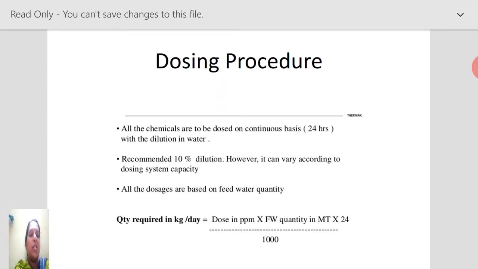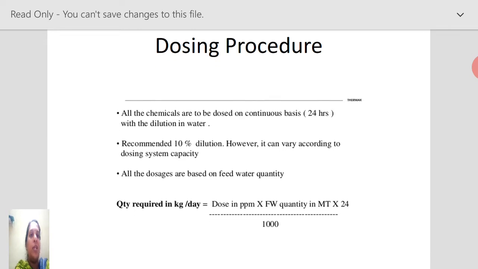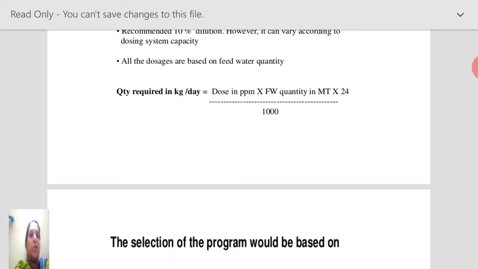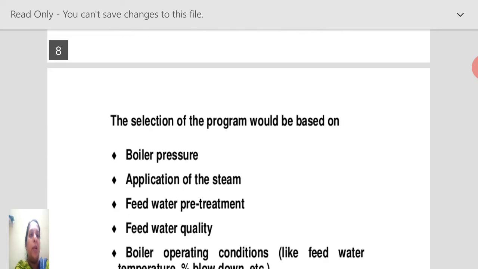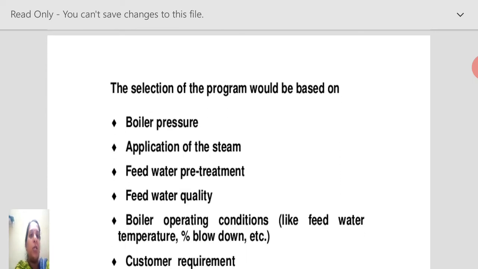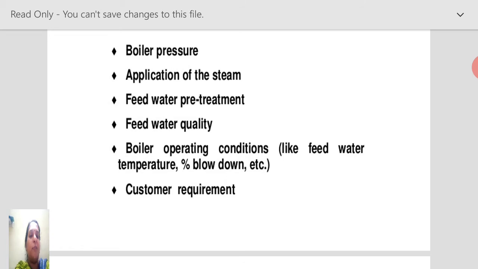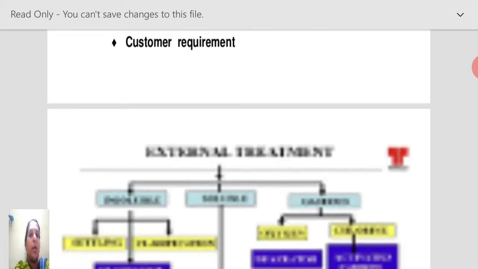Normally, the chemicals selected for your internal treatment can be dosed either on a continuous basis or an intermittent basis. If it is done on a continuous basis with dilution in water, we recommend a 10% dilution, and this dilution and the dosage are based upon the feed water quantity, which can be derived from this formula. This shows the quantity that is required in kg per day. The selection of these internal treatments is based upon the boiler pressure, application of the steam, feed water pre-treatment, feed water quality, boiler operating conditions like feed water temperature, percentage blowdown, as well as customer requirement.